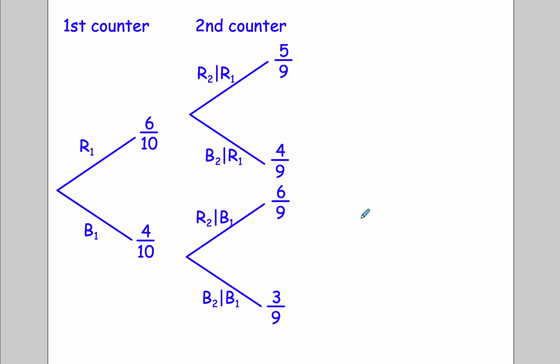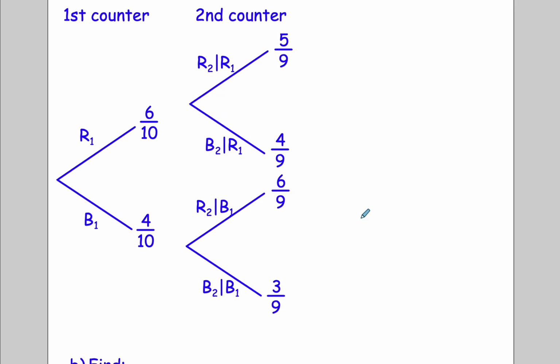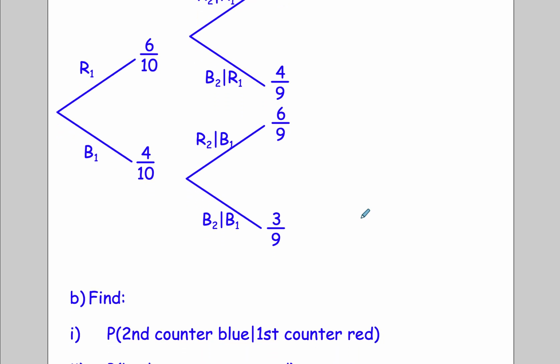So then we're given some questions. The first question asks for the probability that the second counter is blue, given that the first counter was red. Now I've put this in because it's actually quite often answered incorrectly. It would only be a 1-mark question. It wouldn't require much effort because it's a 1-marker, but people still get it wrong. People think that they're being asked for the probability that the first counter is red and the second counter is blue, and that's not what it's asking for.